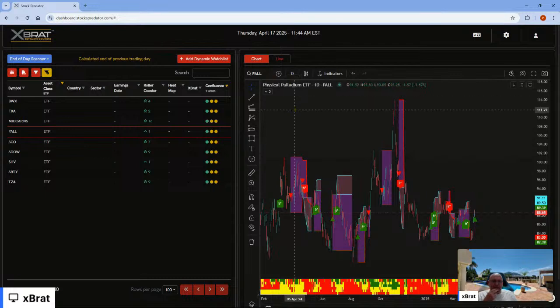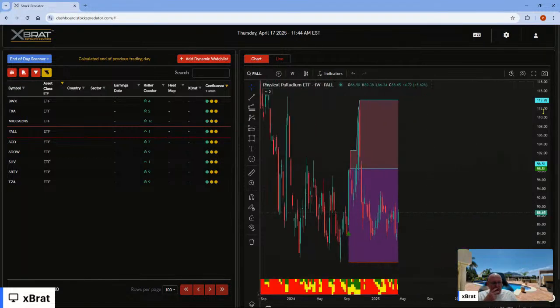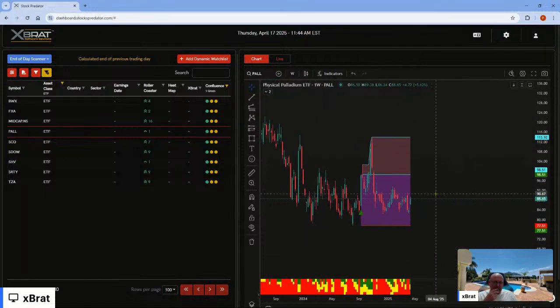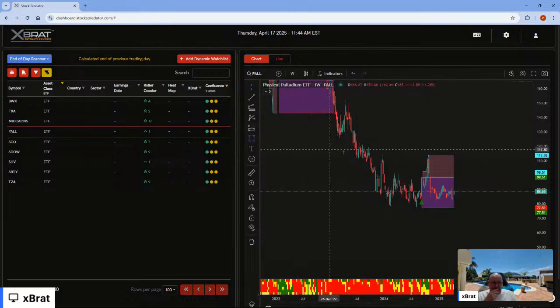Okay. Physical palladium. Some rare, precious metal type thing. Well, the weekly, I mean, that looks ugly. Okay, that is ugly. There is major resistance. See the pivot here, and the pivot here, and then that support down there.